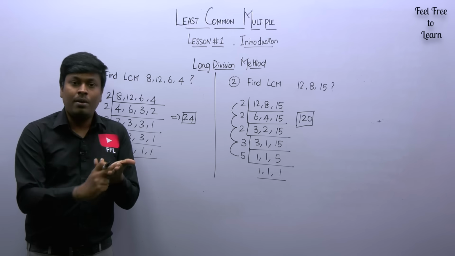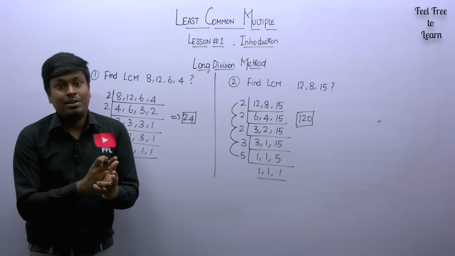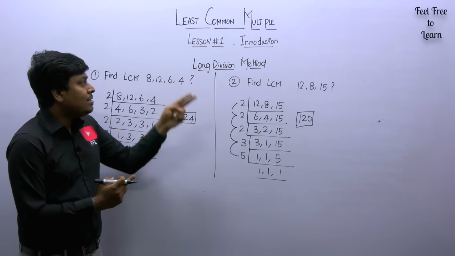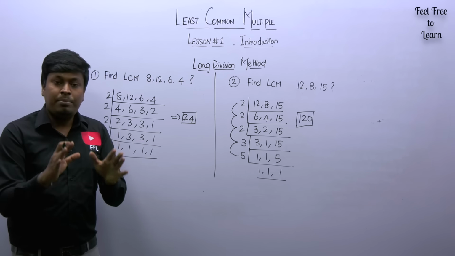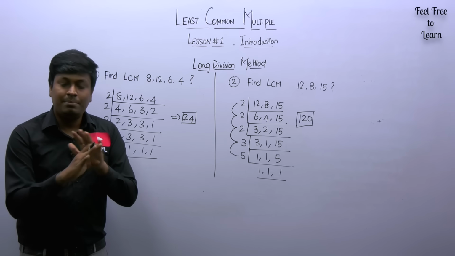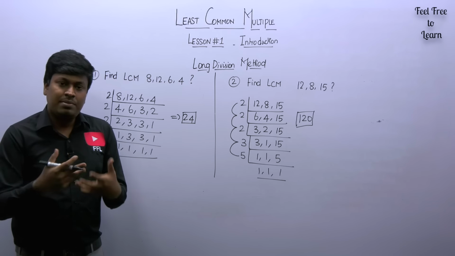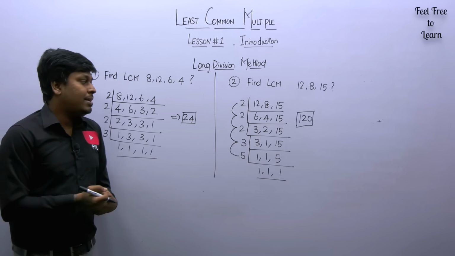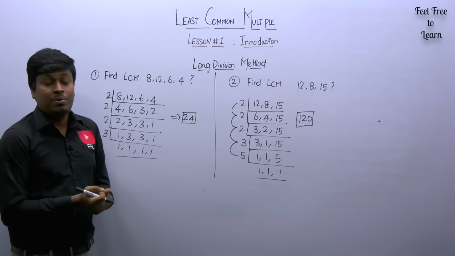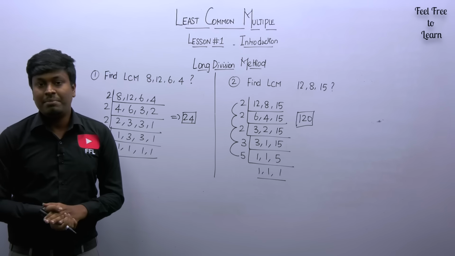The traditional method is a long process. The factorization method, that too is very long. Only this long division method helps you to find the LCM for 100% of the numbers. So learn this long division method, practice more questions, so only then you will be able to easily find how to find an LCM in the long division method, right?